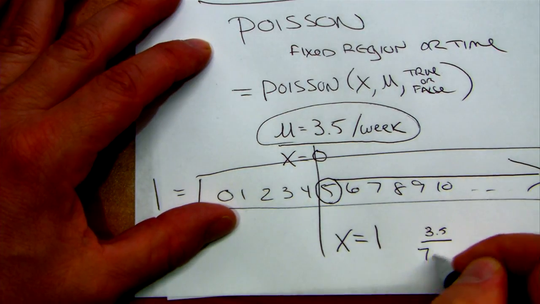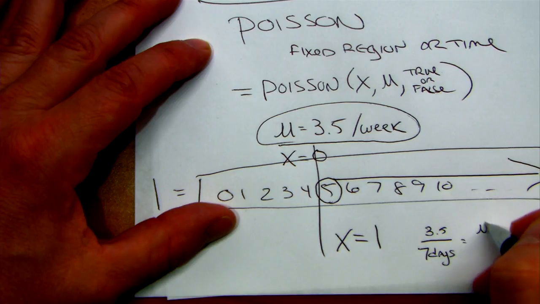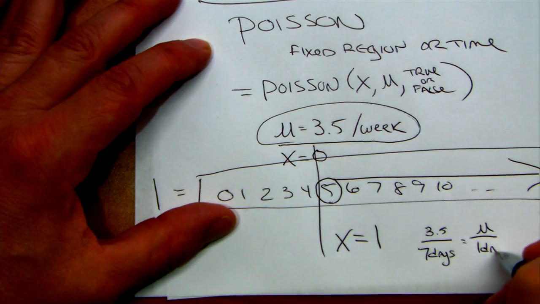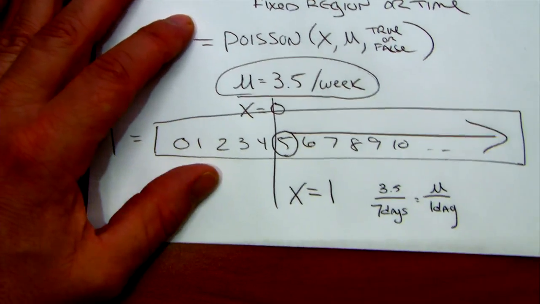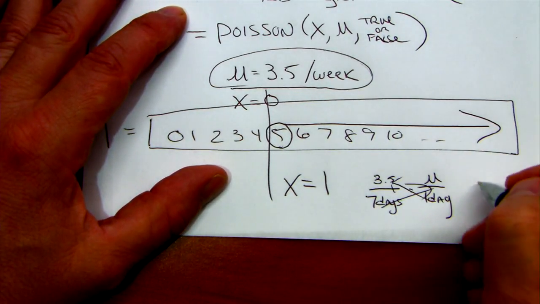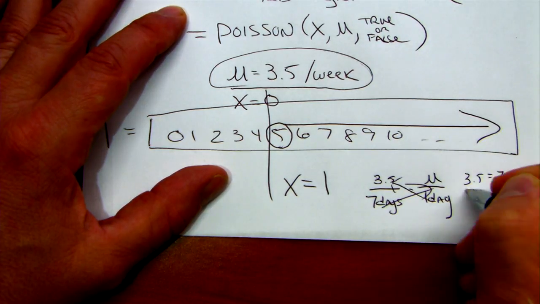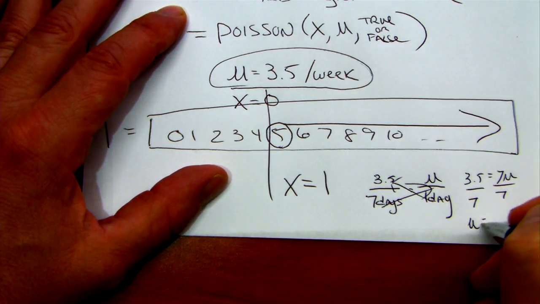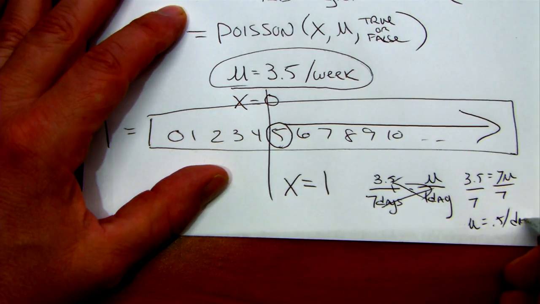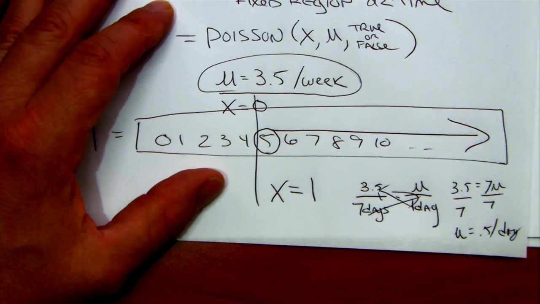Let's say there's 7 days in a week. How many accidents in 1 day? So I set it up like a ratio, and as you guys remember, I can cross multiply. I get 3.5 is equal to 7 mu. Divide both sides by 7. We get a half an accident per day as our average. So we're looking for 1 accident today.